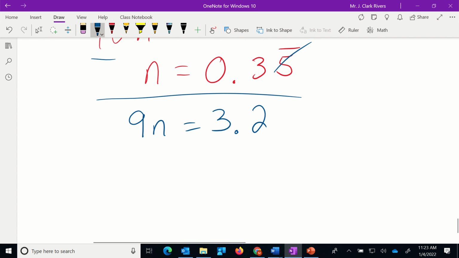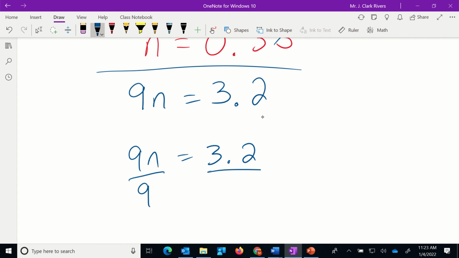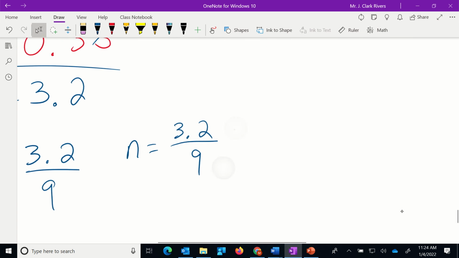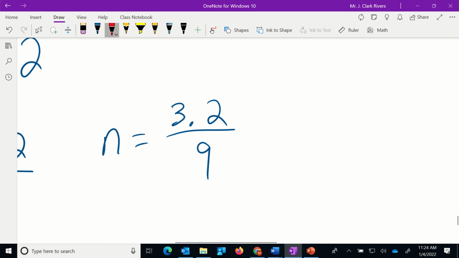Okay. Now what do we do to solve for n? Divide by 9. So we divide by 9 on both sides. And so we end up with n is equal to 3.2 over 9. Now that doesn't look very pretty, does it? We have a decimal in our fraction, and we don't want that. So what can we do to 3.2 over 9 to change this so that we do not have a decimal in that fraction? Jack?